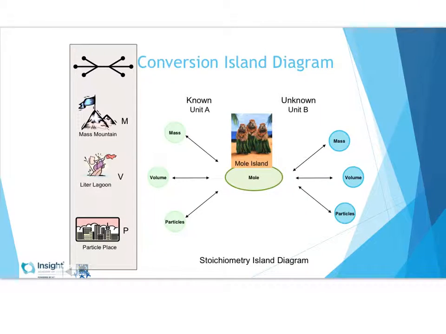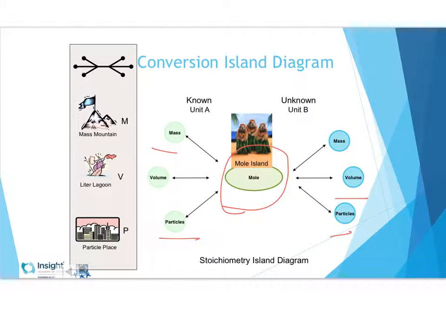Okay, so here's Mole Island. Mole Island is in the center. And the only way that you can get from, say, mass to particles is through Mole Island. Or the only way you can get from volume to particles is through Mole Island. The point of this picture is to drive home the point that if you're doing conversions, say you have mass but you want to know what volume it is, you're going to have to go to moles first. We don't have a direct conversion from, say, mass to volume. We're going to have to convert to moles first.